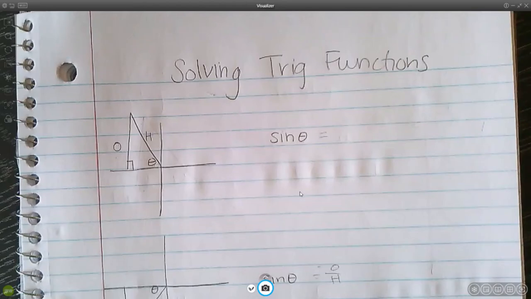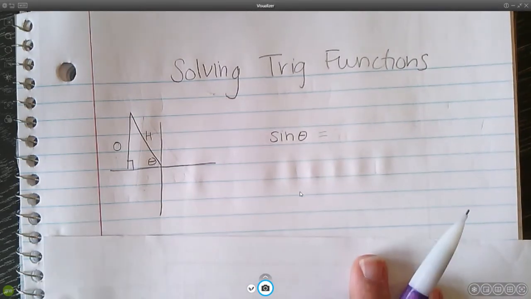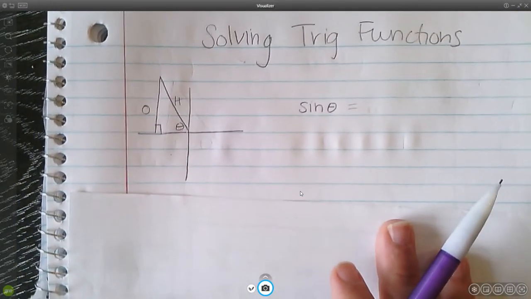All right, so today we are going to look at solving trig functions. So far, up to this point, you have really only proved identities, and now we're actually going to solve. So before we start solving, we need to take a look at this picture right here.